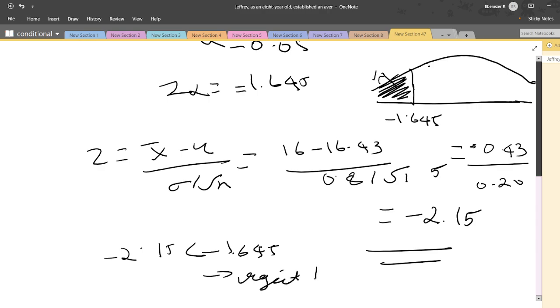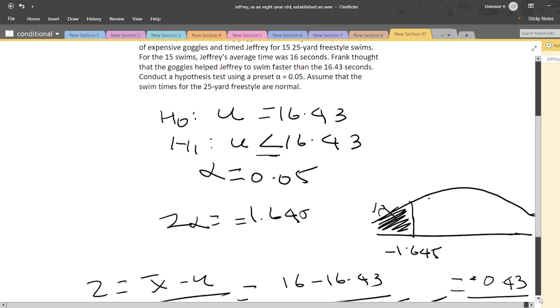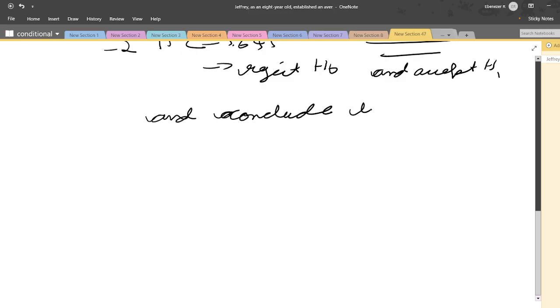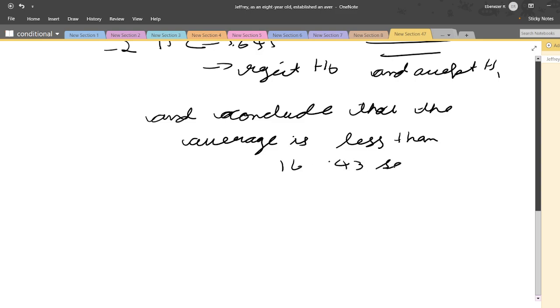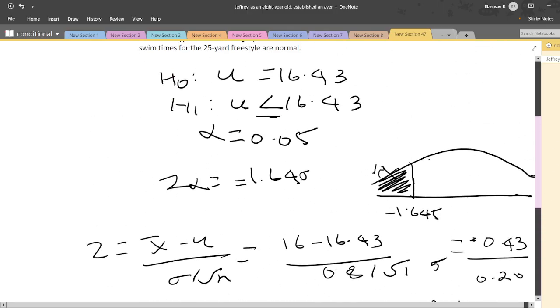I reject H naught and accept H1 and conclude that the average is less than 16.43 seconds. So hence the goggles have helped.